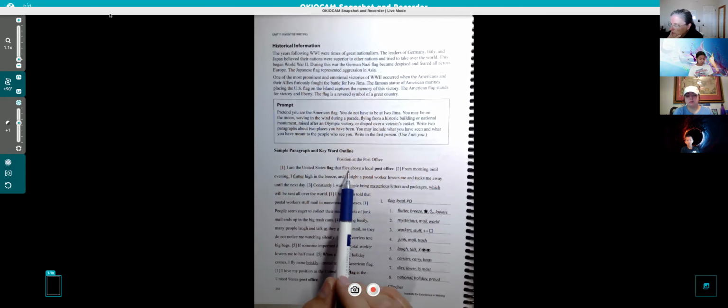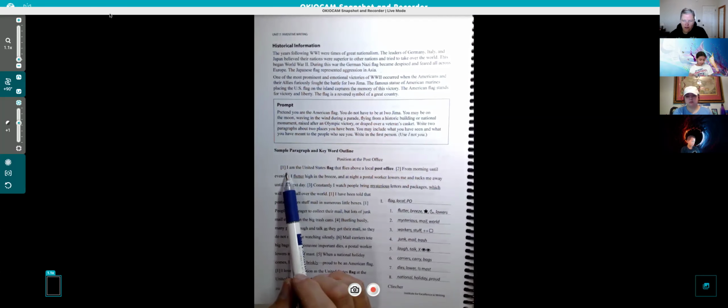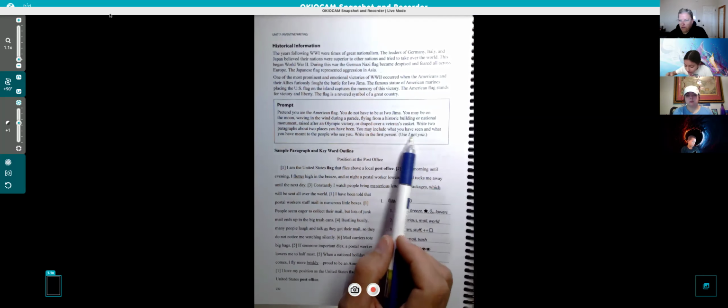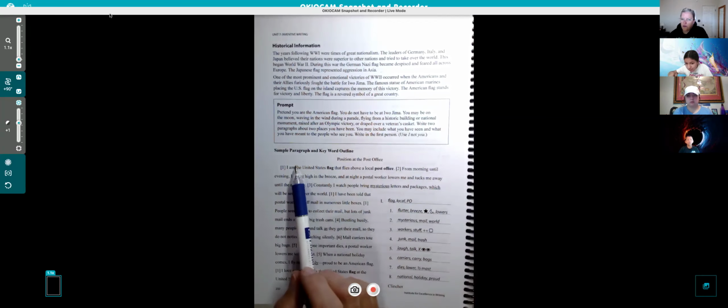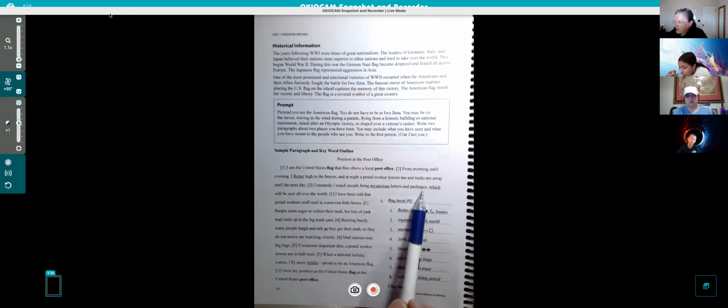So it says, I am the United States flag that flies above a local post office. So you see how they used I, not you, that's what that meant right here. Use I, not you. So you're speaking as though you're the flag. Okay. From morning until evening, I flutter high in the breeze, and at night, a postal worker lowers me and tucks me away until the next day. Constantly, I watch people bring mysterious letters and packages, which will be sent all over the world.